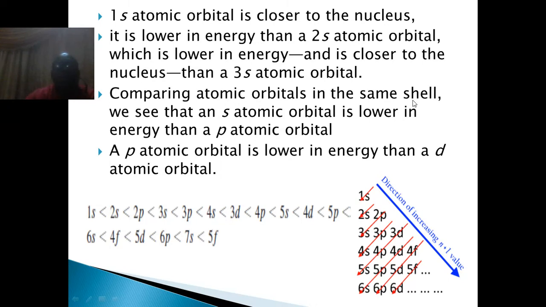Comparing atomic orbitals in the same shell, we see that an s atomic orbital is lower in energy than a p atomic orbital. In other words, in the same shell, you first of all fill the s orbital before you go to the p orbital. The s orbital has to be filled up before you can start filling up the p orbital. A p atomic orbital is lower in energy than a d atomic orbital. So you fill up the p atomic orbital before you go to the d atomic orbital.